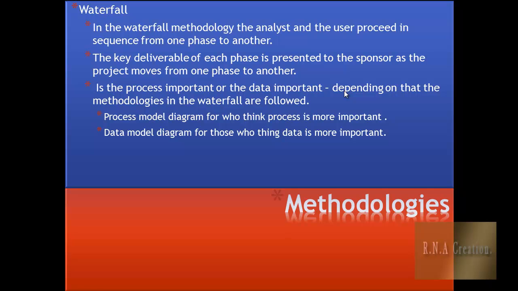A process model diagram is for those who think process is more important, and a data model diagram is for those who think data is more important. So if you think the process is more important, then the process model diagram would be created. If you think both are equally important, then you can have the process model diagram and the data model diagram both.